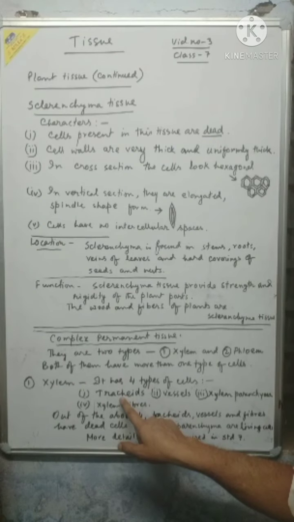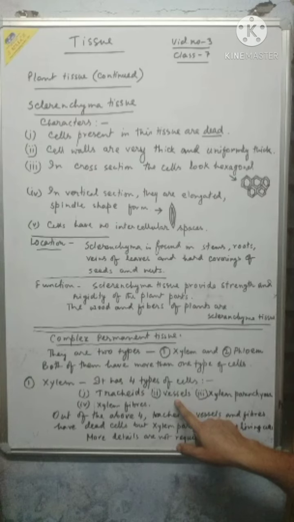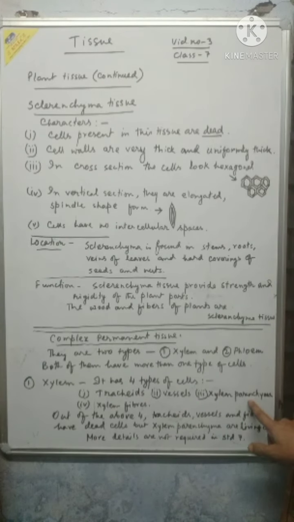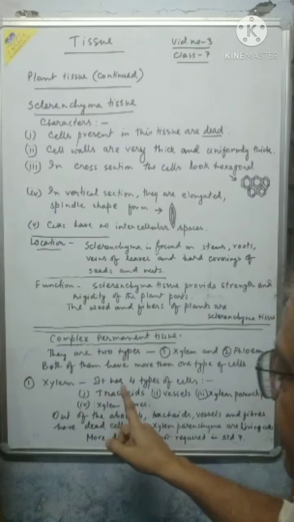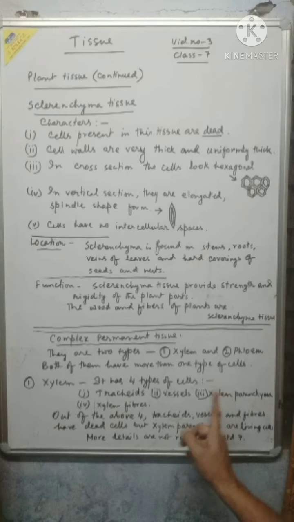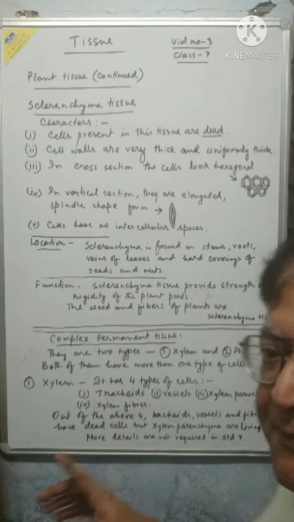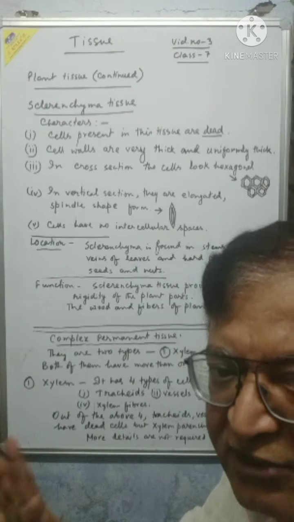Tracheids, T-R-A-C-H-E-I-D-S, tracheids, vessels, xylem parenchyma and xylem fibers. There are 4 types of cells: tracheids, vessels, xylem parenchyma and xylem fibers. Details of each type of cell are not required in standard 7.